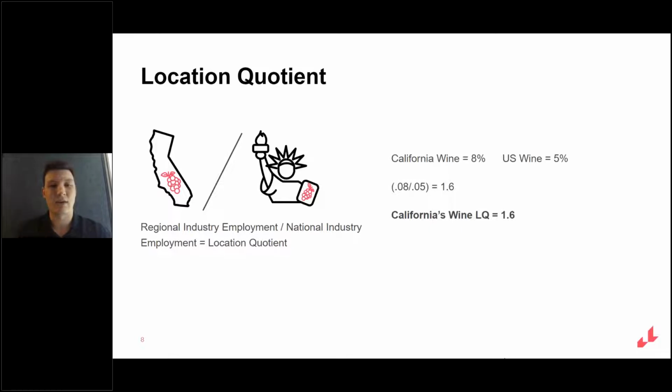California wine takes up 8% of the regional jobs in California. This is just an example. It's not real numbers, but conceptually, California wine takes up 8% of regional jobs in California and 5% of the national jobs. So California's location quotient would be 0.08 divided by 0.05, we get 1.6, meaning there's a higher concentration. The concentration's impact on the regional economy also depends on the number of jobs present.